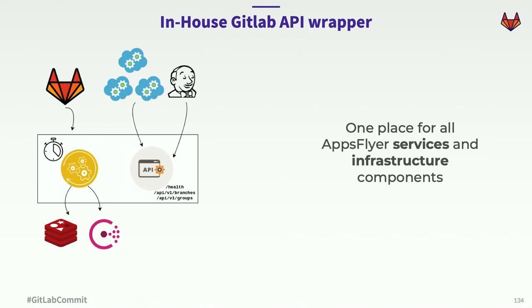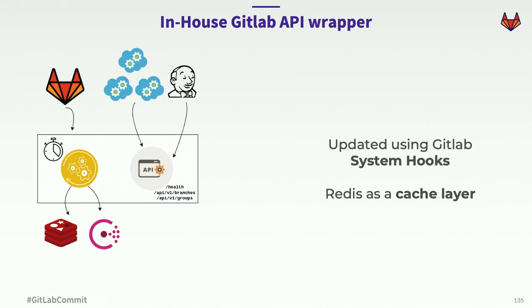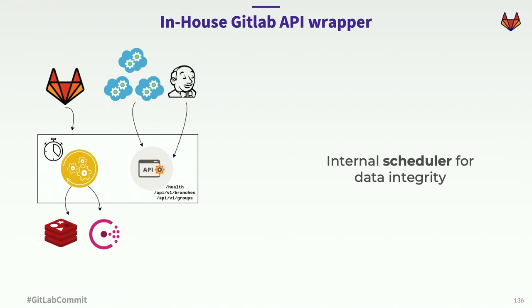So we decided to create a central place that will contain all the related metadata that we need. We decided to create a wrapper. And not that kind of wrapper, this kind of wrapper. We created a central place that contains all the GitLab metadata. As you can see, all our services and builds talk to this service. It's updated using GitLab system hooks, which is a really cool component of GitLab. And we use Redis as a cache layer. We also had an internal scheduler that detects data integrity issues.